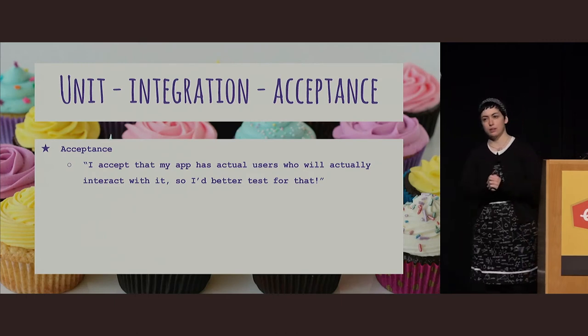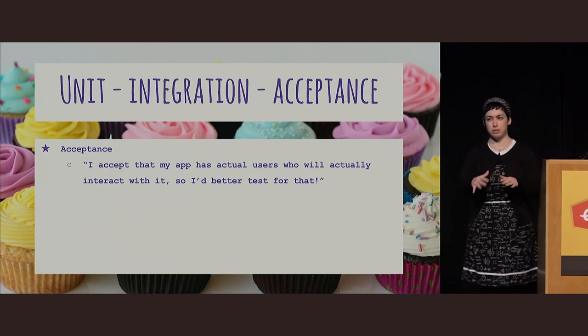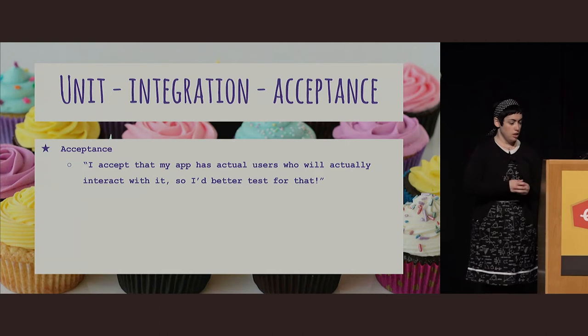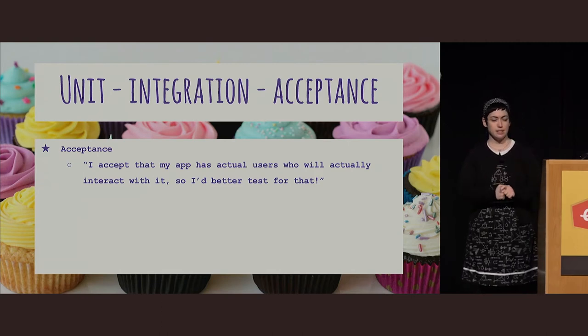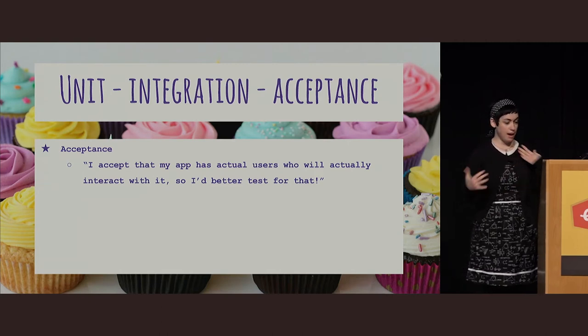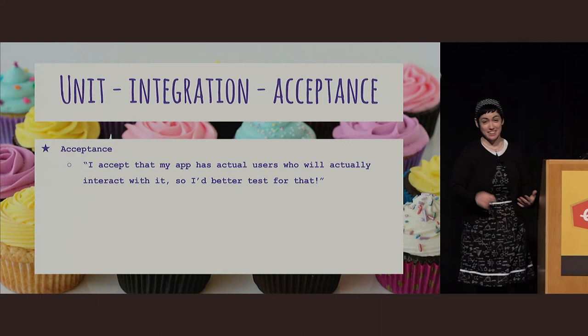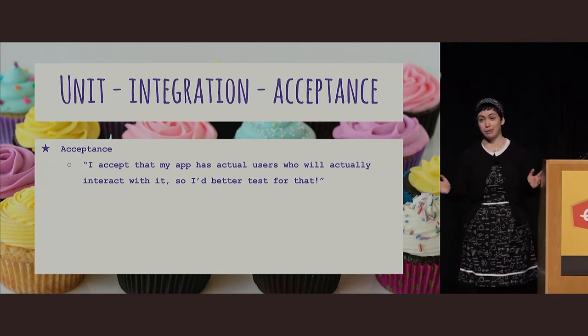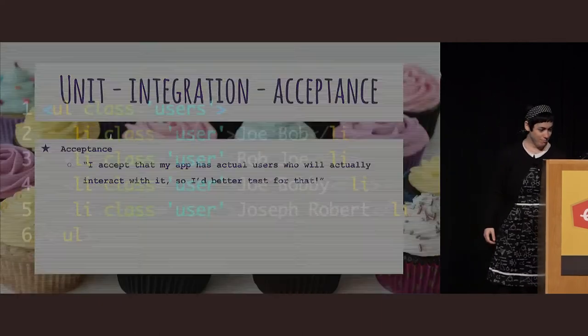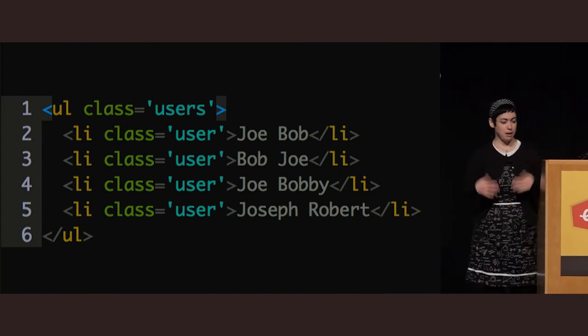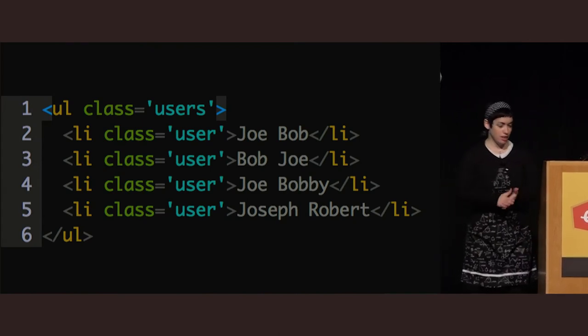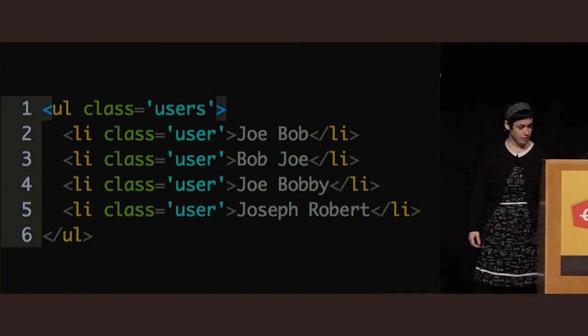Acceptance tests. Acceptance tests and integration tests can be tricky to pull apart. But with acceptance tests, the way I remember it is that I accept that my app has actual users who will actually interact with it, so I had better well test for that. Because they're going to click that button that you don't want them to click, and you've got to be ready for that. So again, we have Joe Bob, Bob Joe, Joe Bobby, etc. This is just a plain template.